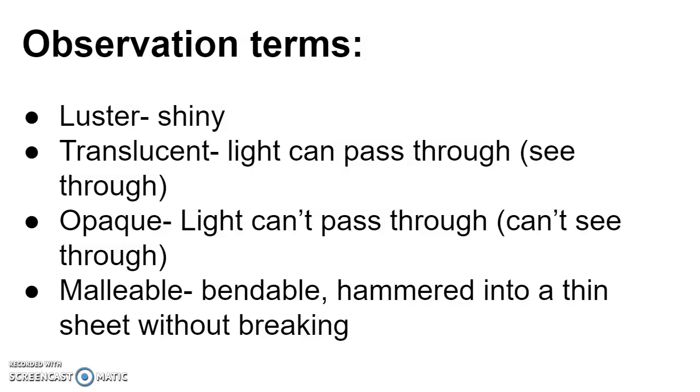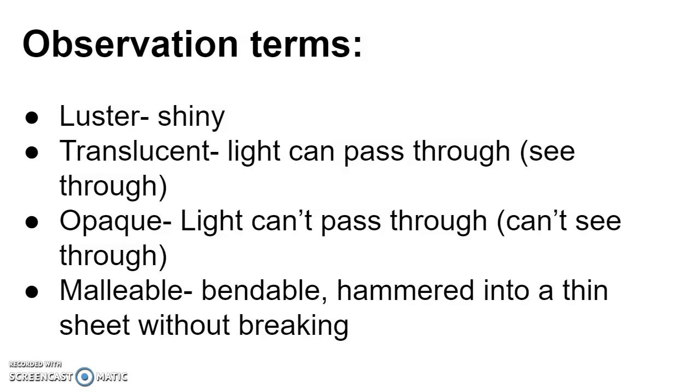The first one is luster. So defining if something is shiny, we say something is lustrous. Next one, translucent, meaning that light can pass through, meaning you can see through something. So we say something is translucent, meaning it's see-through. Okay, we use this a lot of times in chemistry to describe different solutions.